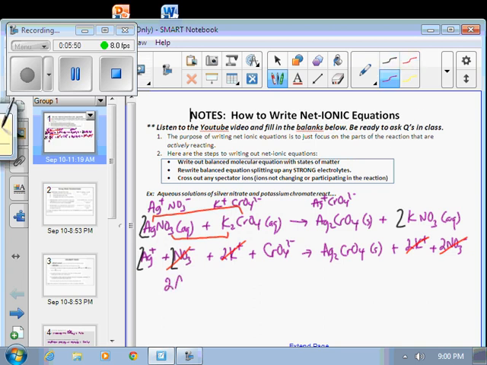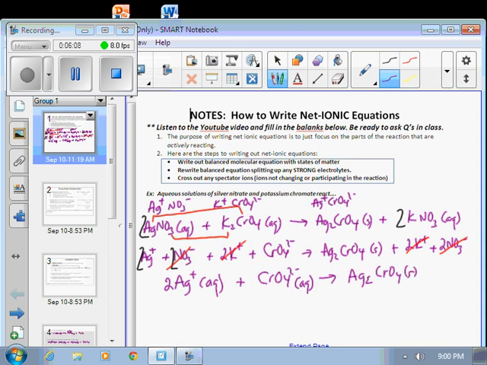So what do we got here? 2Ag+. I'm going to go back and put the states of matter in there. So aqueous plus chromate, aqueous, and then yields or produces silver chromate, solid. All right, so that's a double replacement reaction. We're going to call it a precipitation reaction because two aqueous components reacted to produce a precipitate, or to produce something that was not soluble.